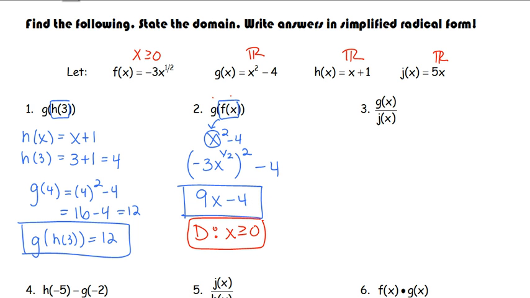For number 3, g of x divided by j of x. Our g of x is x squared minus 4. Our j of x is 5x. I know it's not going to be able to cancel, but I always factor just to make sure.